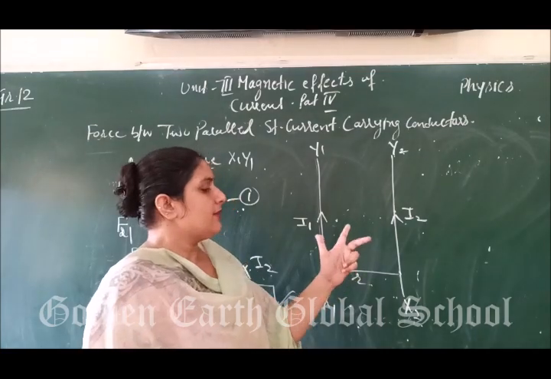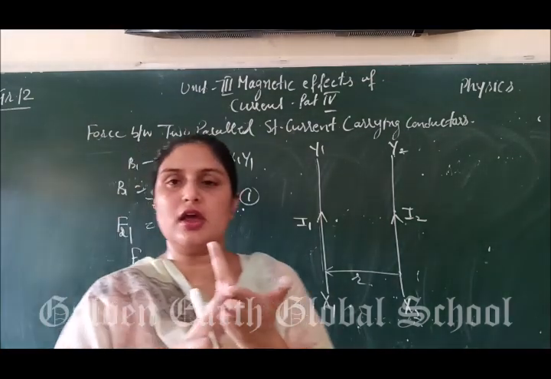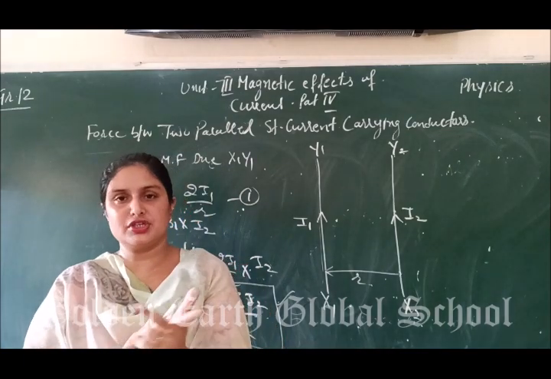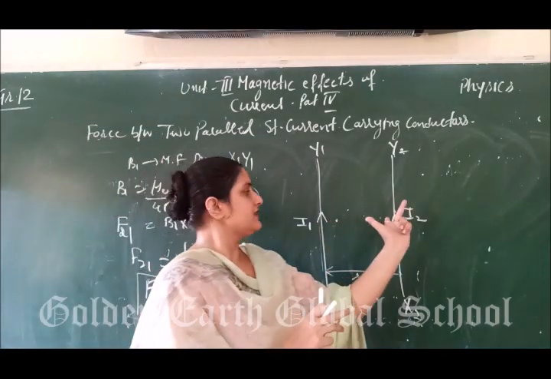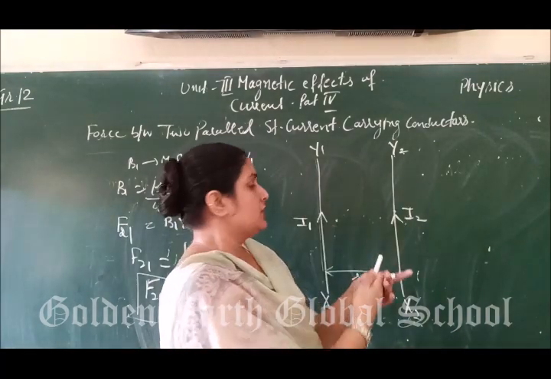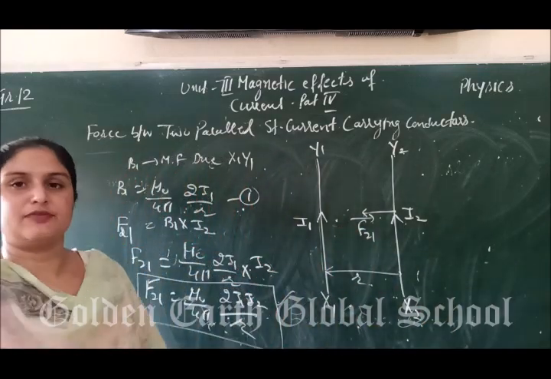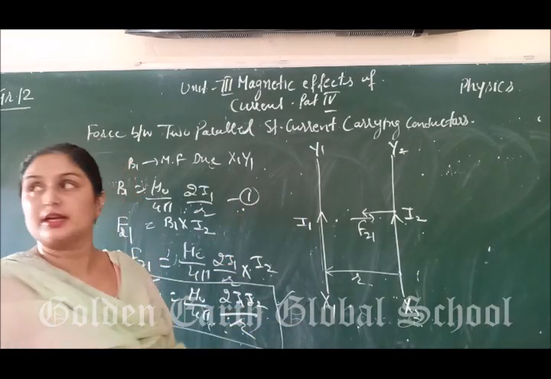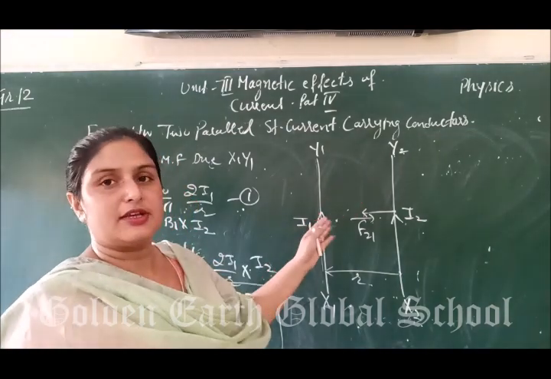Now in this case the magnetic field is inward. This forefinger represents the direction of the magnetic field, the second finger gives the direction of the current, and the direction in which the thumb points gives the direction of the force. Now in this case the field is inward, current is upward, and my thumb is going towards the left hand side. So the force F21 is acting towards the left hand side, like this. Similarly you can calculate the force experienced by the conductor X1 Y1 due to the conductor X2 Y2.